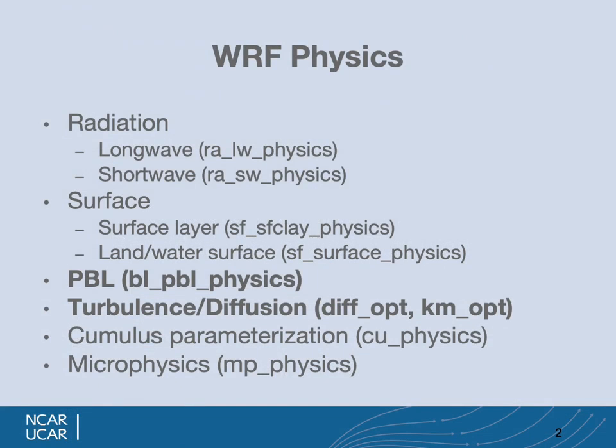There are several switches in the model that relate to subgrid turbulence and mixing processes. One is the boundary layer selection, bl_pbl_physics. Others relate to the turbulence and diffusion, diff_opt and km_opt. So this talk will cover these options.